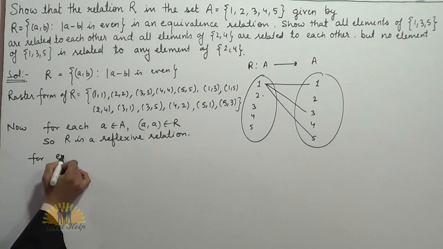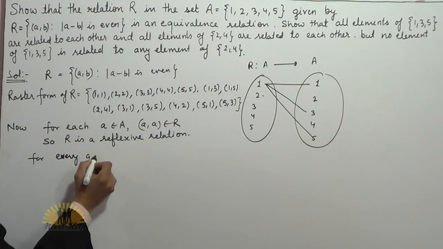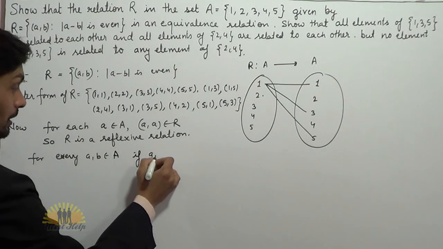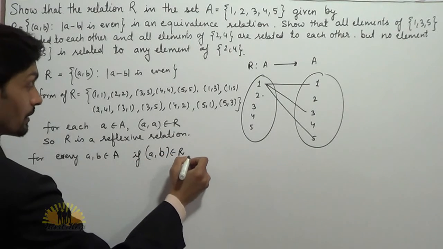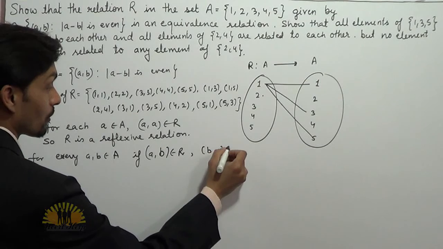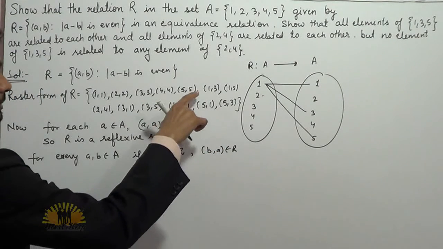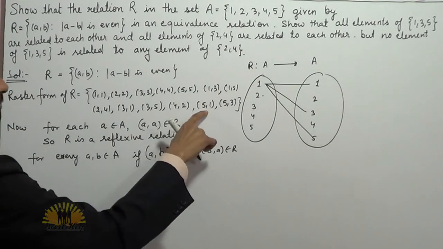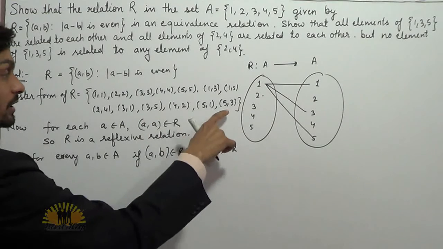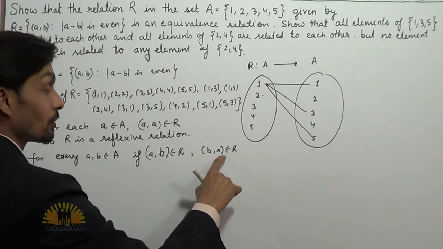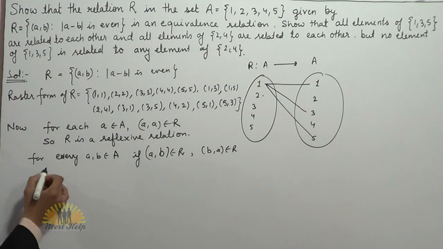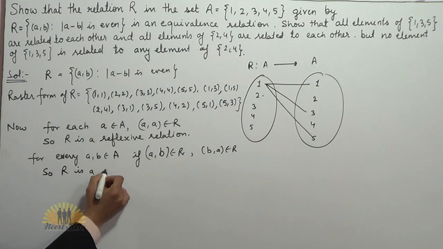For every a, b belonging to A, if (a, b) is contained in R, then (b, a) is also contained in R. For example, (1, 3) belongs to R, then (3, 1) also belongs to R. (1, 5) belongs to R, (5, 1) also belongs to R. (3, 5) belongs to R, (5, 3) belongs to R. So, if (a, b) belongs to R, it implies (b, a) also belongs to R. If the difference of a, b is even, then the difference of b, a is also even. So, R is a symmetric relation.